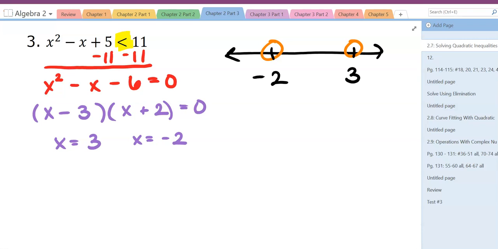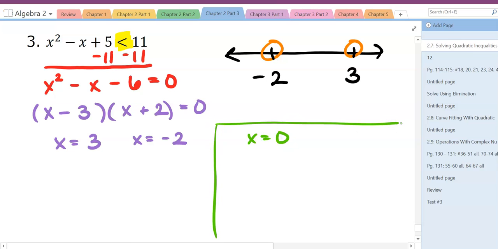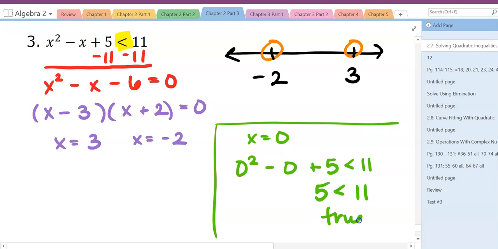So, again, I would maybe test a point that's easy, like 0 if you can. I would always use 0 because 0 is the easiest number to operate with when you're multiplying. So if I test x equals 0, I'm going to do 0 squared minus 0 plus 5 less than 11. So you get 5 is less than 11. True or false? True. So that means that 0 is a good number, so we want to include it. So I want to shade in between my two numbers here, because that's where 0 would be. 0 would be in between negative 2 and 3 if you think about it on the number line.